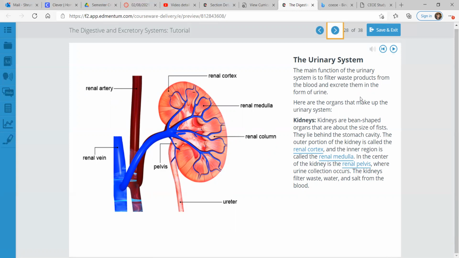Kidneys are bean-shaped organs that are about the size of your fist. They lie behind the stomach cavity. The outer portion of the kidney is called the renal cortex, and the inner region is called the renal medulla. In the center of the kidney is the renal pelvis. You can find all those here, where urine collection occurs. The kidneys filter wastewater and salt from your blood.